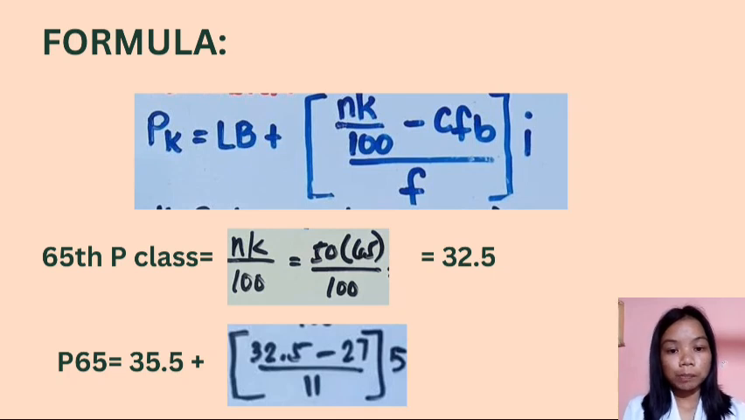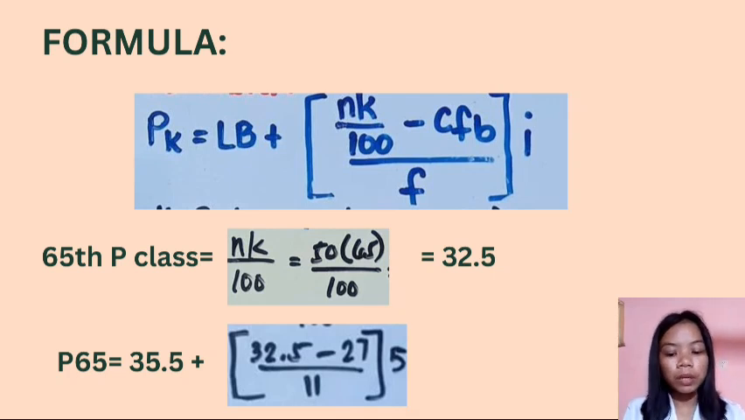The formula is P sub k equals LB plus open bracket, kN over 100 minus CFB, or cumulative frequency before, over F, frequency, close bracket, times i. N is the total number of the frequency and k is the percentile that we are looking for. i is the interval or the class interval.